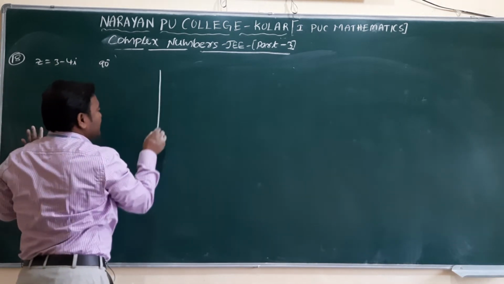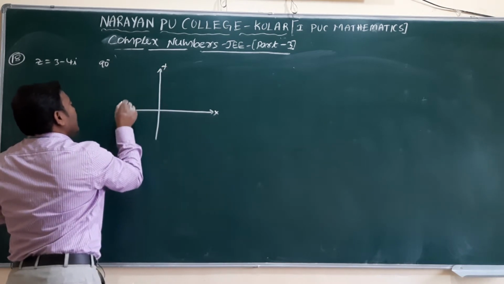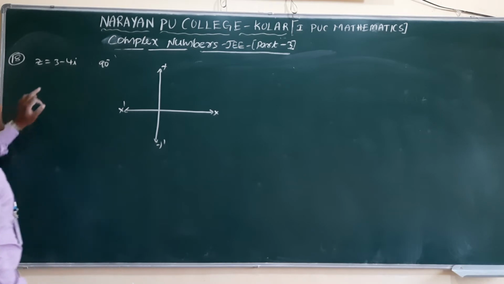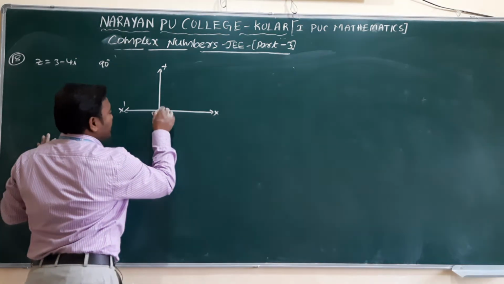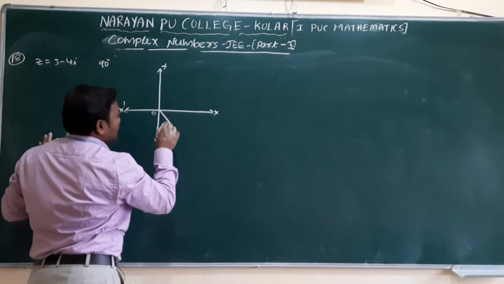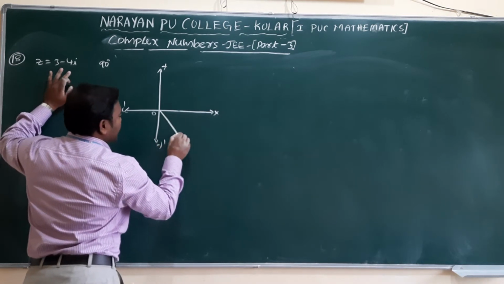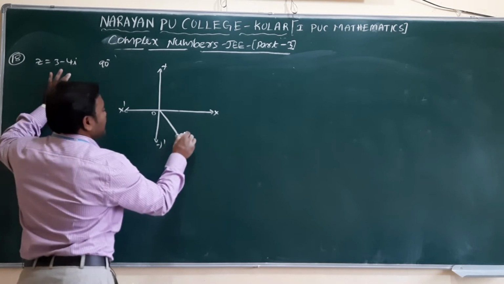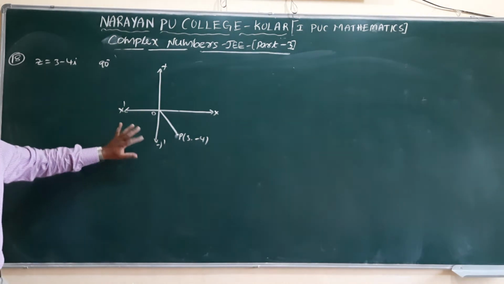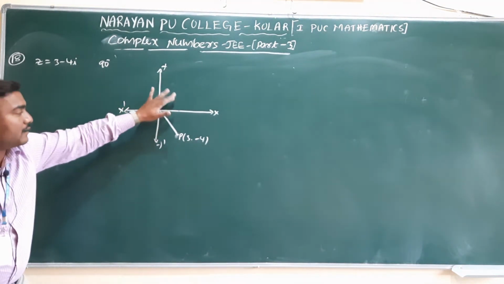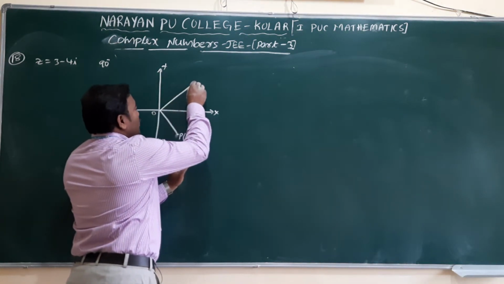We are taking a graph with x, y, x dash, y dash. Here the complex number is 3 comma minus 4. So this is the origin, and the complex number 3 comma minus 4 is like this here. So x value 3 and y value minus 4, we are getting a point P. So 3 comma minus 4 rotates by 90 degrees from the origin, and we are getting a new point like here.